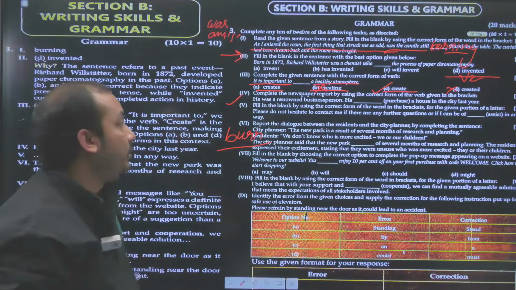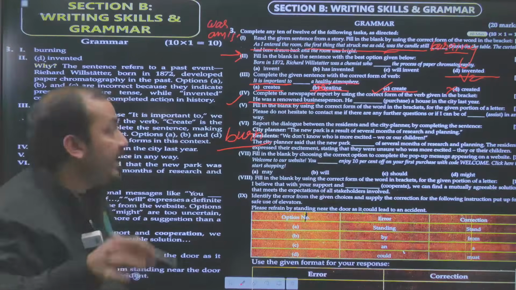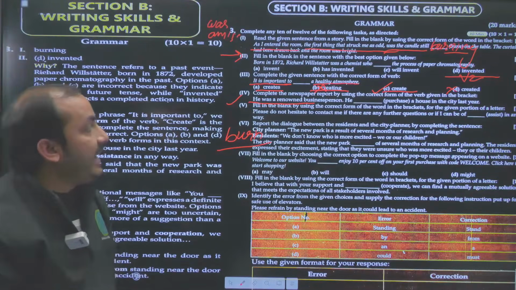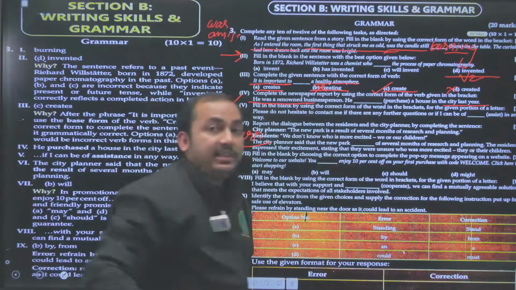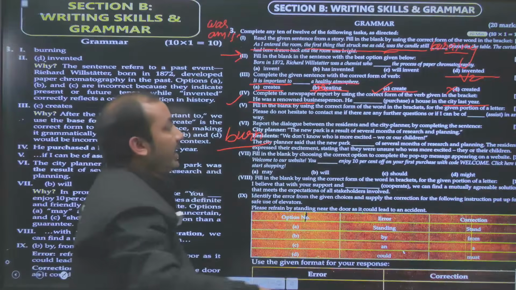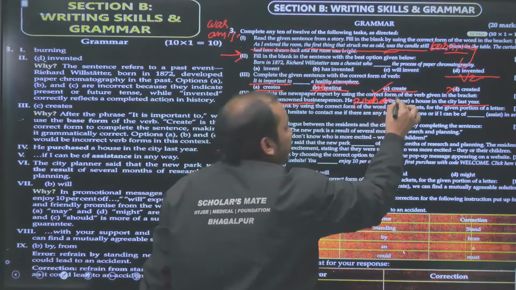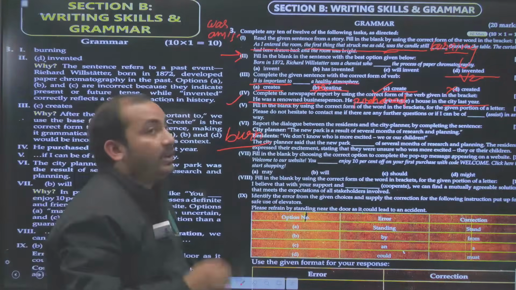He was a renowned business person. Now see, the word "was" is related to the past form. He purchased a house in the city last year. The words "last year" also suggest that we are talking about the past. So here we have to write "purchased" instead of "purchase". The correct form of the verb will be the second form of the verb for this question.